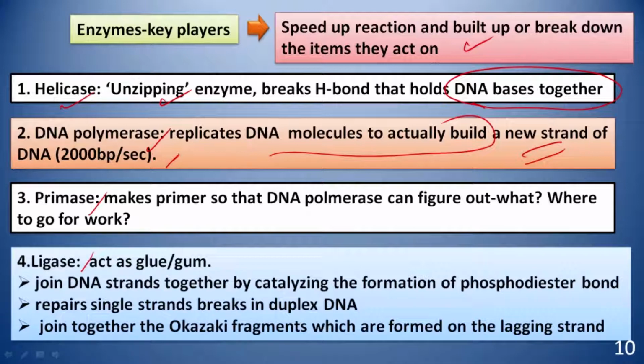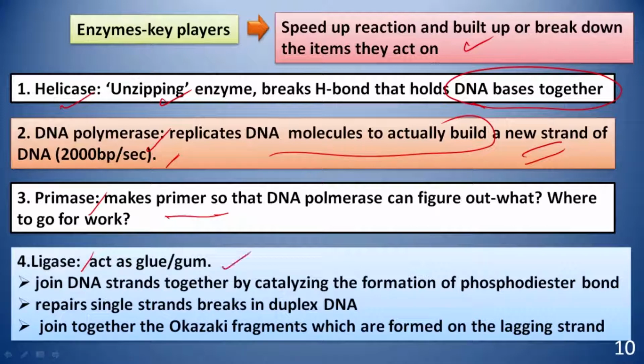Primase makes a primer, because DNA polymerase wants a short nucleotide strand so that it can start adding more nucleotides. So primase makes a primer of short nucleotide strands, and then DNA polymerase figures, oh yes, we have to go there, and now I have to start my work here and start adding more nucleotides, so the daughter DNA strand can be made from the parent DNA. So this is the role of your primase.